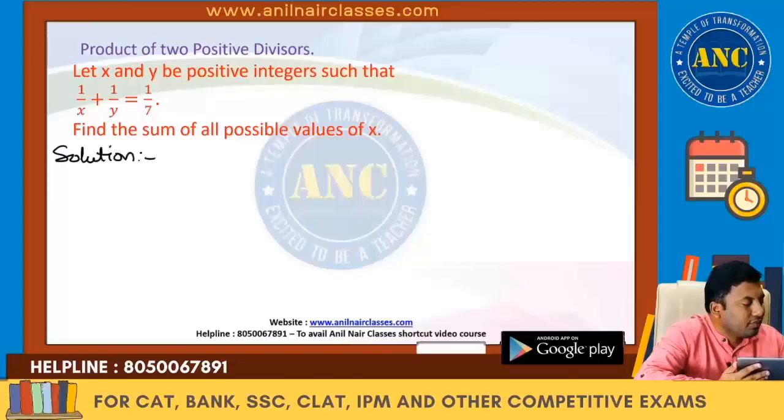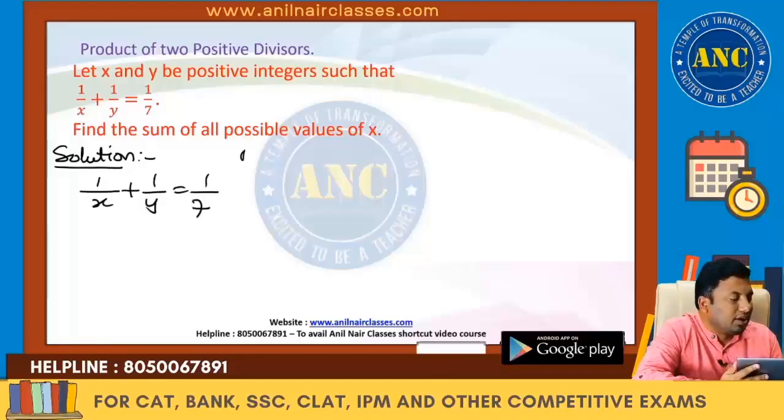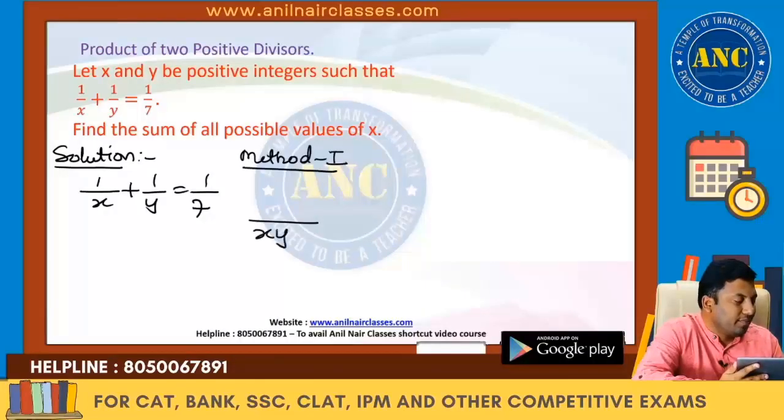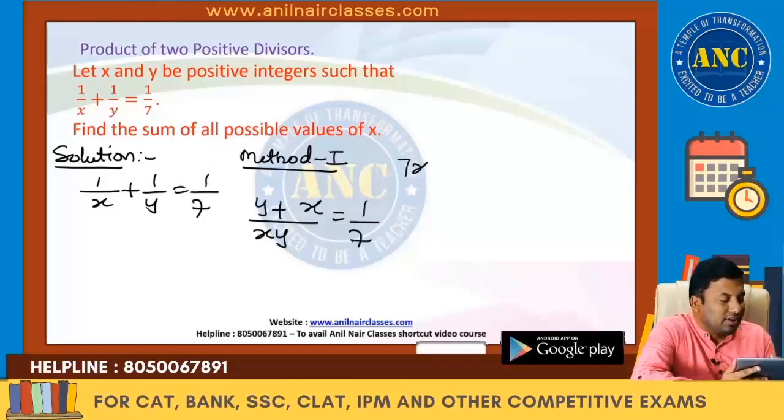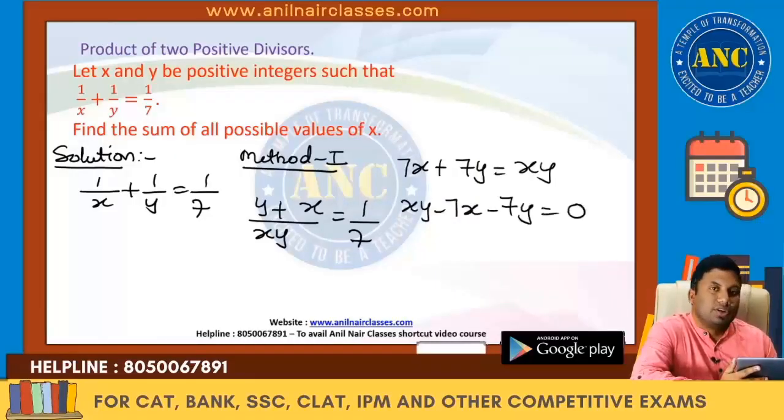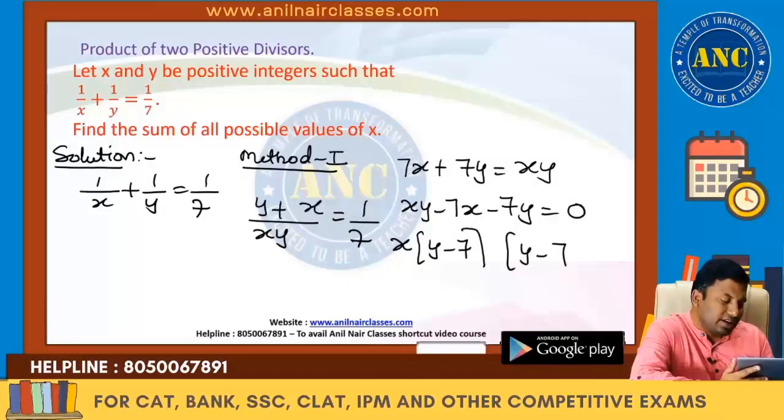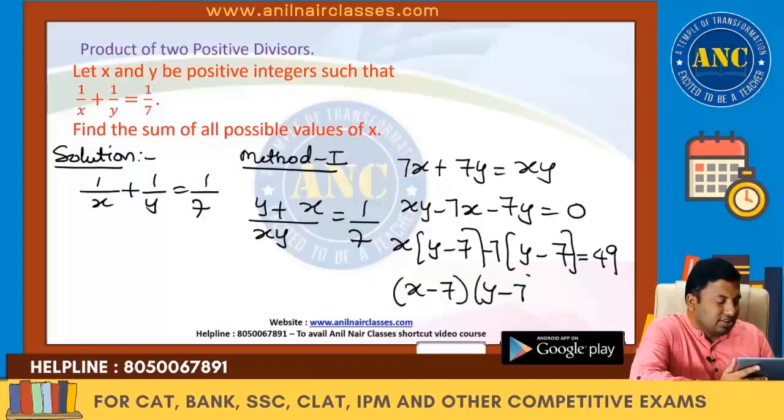Now see here. 1 by x plus 1 by y equivalent to 1 by 7. Method 1. If I use method 1, taking the LCM, y plus x over xy equivalent to 1 by 7. Cross multiplication: 7x plus 7y equivalent to xy. So xy minus 7x minus 7y equivalent to 0. If I take x common, x into y minus 7. Y minus 7 should come once again, but it is minus 7y, so minus 7 and plus 49. So these are nothing but x minus 7 into y minus 7 equivalent to 49.